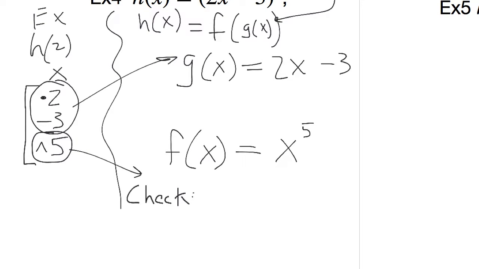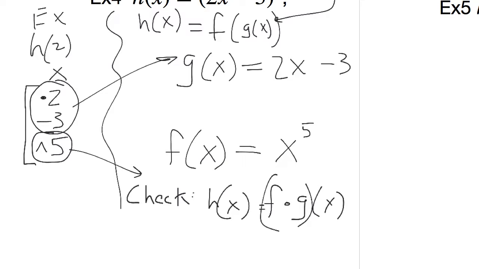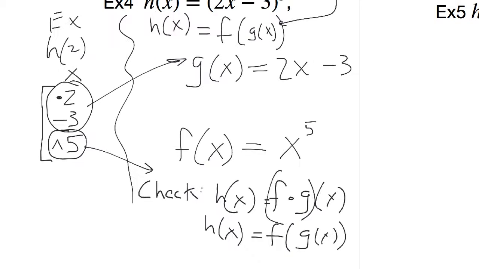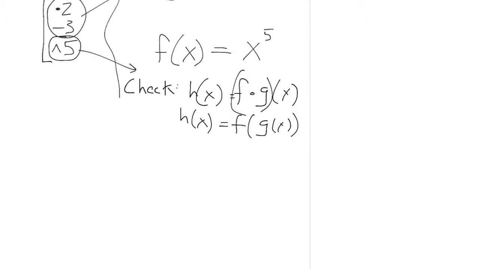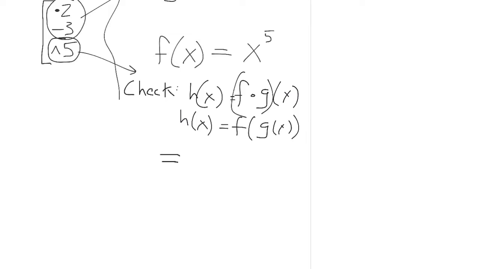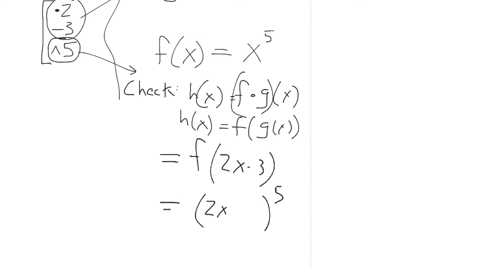So check. If h of x is indeed equal to f of g of x, f composed of g of x, then that of course means that when you take the f function, you plug g of x all the way into it. And let's see, what is the g of x function? That's going to be 2x minus 3. And we're going to plug it into the f function. The f function is x to the 5th. So we'll take the input and just write it everywhere we see x.